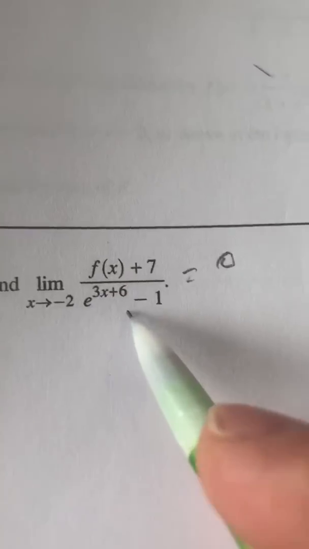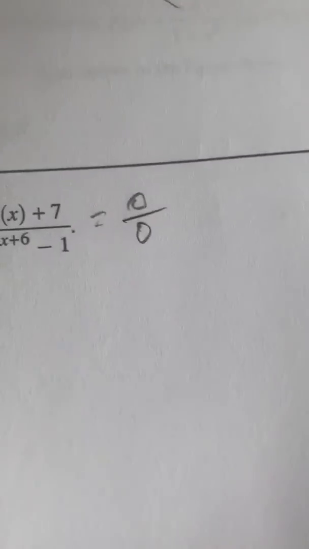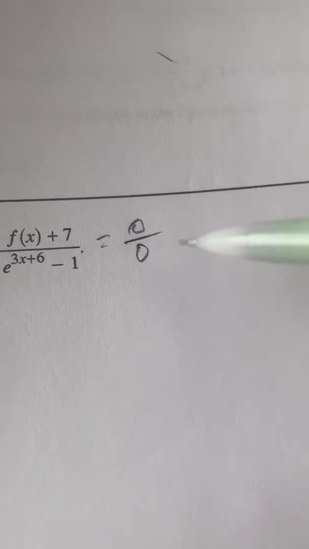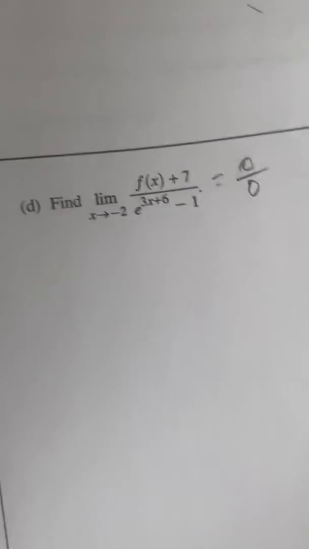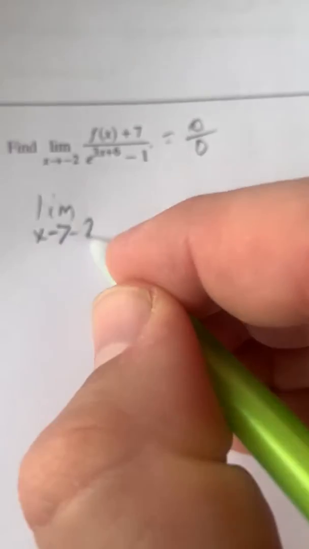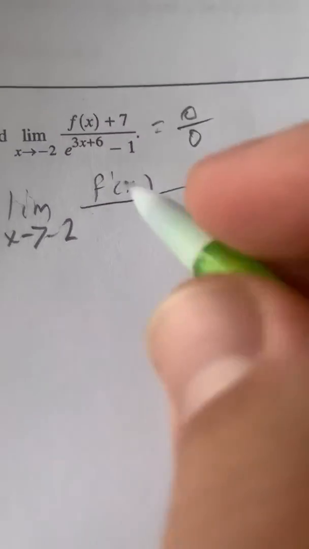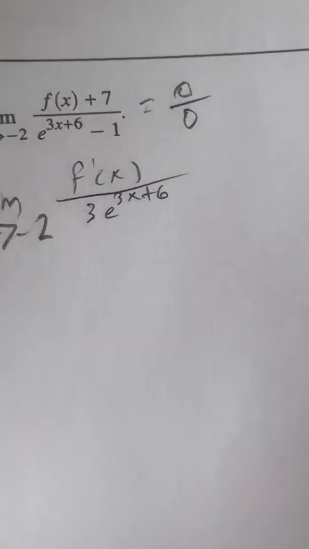And then on bottom, if I plug in a -2, I get e to the 0, which is 1 minus 1, which is also 0. So another indeterminate form. Remember, if we have 0 over 0 or infinity over infinity, we can use what's called L'Hopital's rule. L'Hopital's rule says I can just take the derivative of the top and the bottom and try again. So the derivative of the top would be f prime of x. Derivative of the bottom would be 3 e to the 3x plus 6, and I'll try again.